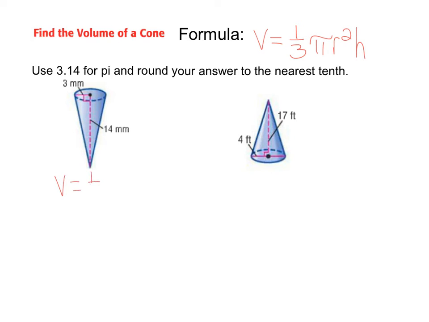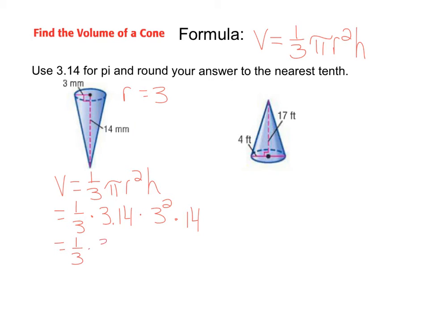So we're going to write the formula, 1/3 pi r squared h. So 1/3 times, they tell us to use 3.14 here, times, what's my radius? I didn't identify my radius up here. Did they give me the radius? I think they did. They went from the center to the edge. So the radius is 3. So times 3 squared, and then the height of this cone, right here, is 14. So now I'm going to do 1/3 times 3.14 times 3 squared, which is 9, times 14.